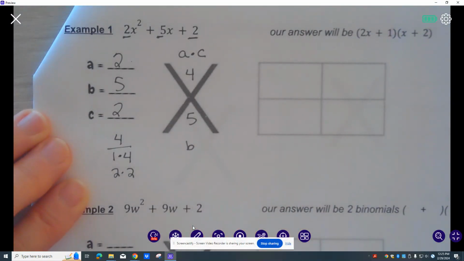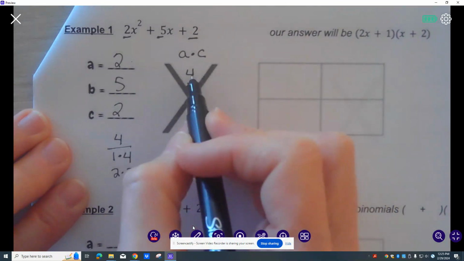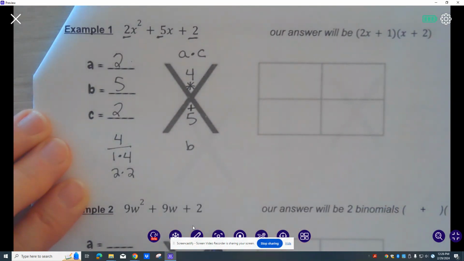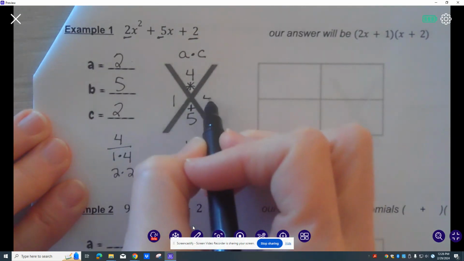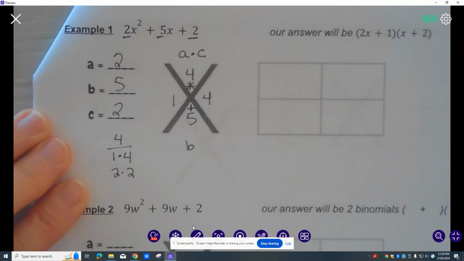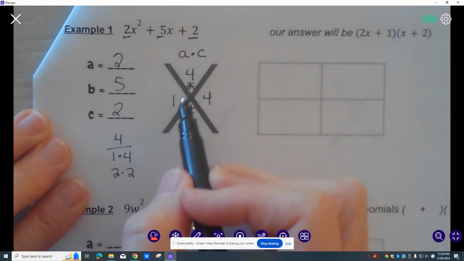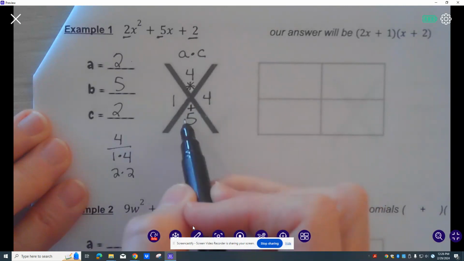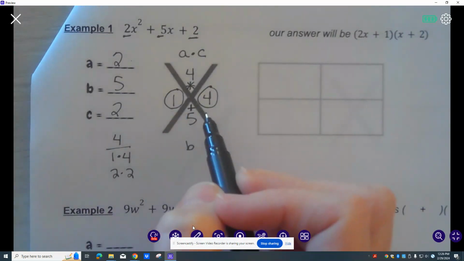Two numbers that multiply to give me 4 and add to give me 5. So those would be 1 and 4. 1 and 4 multiply to give me positive 4. 1 times 4 is 4. 1 plus 4 is 5. When you identify those numbers on the right and left of your X, put a circle around those because we're going to use those again.